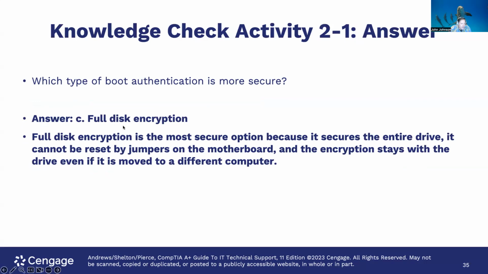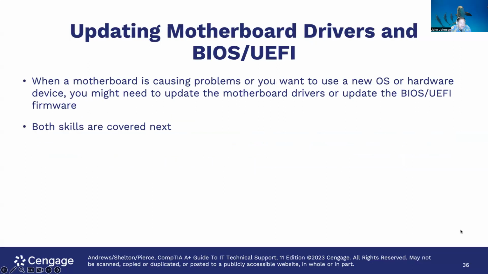And as I thought, the full disk encryption, because full disk encryption is the most secure option because it secures the entire drive. It can't be reset by jumpers on the motherboard, and the encryption stays with the drive even if it's moved to a different computer. So that's what we talked about before. So the answer was C, full disk encryption.